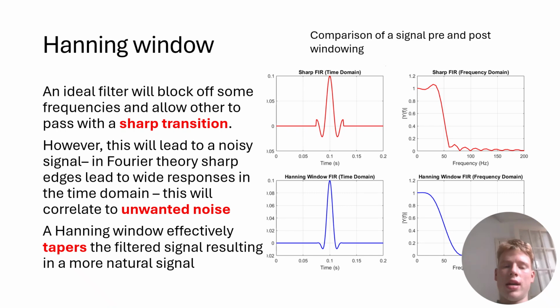However, this will lead to a sharp transition in our frequency plots. And when we inverse Fourier transform that and put it in the time domain, which is what we want our output to be, we'll get lots of noise and almost clicking sounds if we were to play the filtered signal. So as a result, we applied a Hanning window to our plot, which will taper our output frequencies to result in a more natural signal.